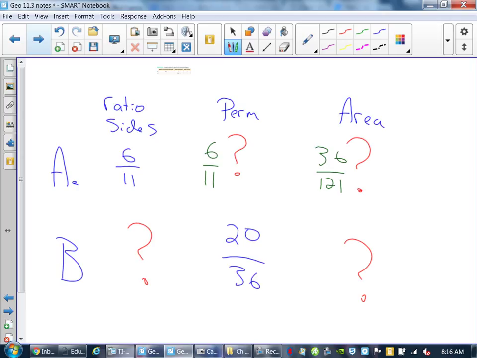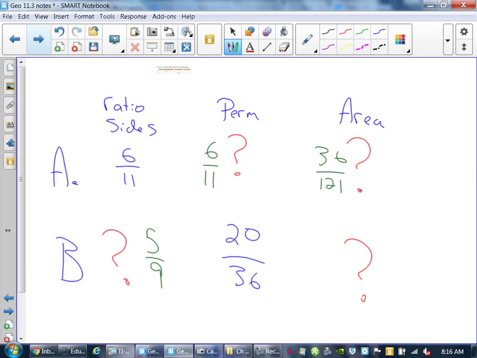Now, if this is 20 over 36, when I throw that in my calculator, what is it, 4/9? Is that right? No, not 4/9, I'm sorry. 5/9. Thank you. Sides and perimeter will be the same because 20 over 36 simplifies to being 5/9. Well, they're giving you this to start with. They're making you simplify it.